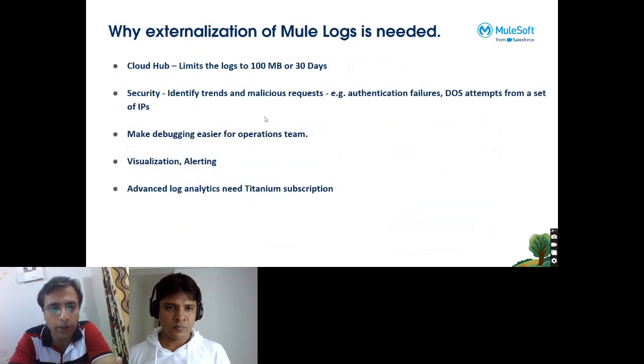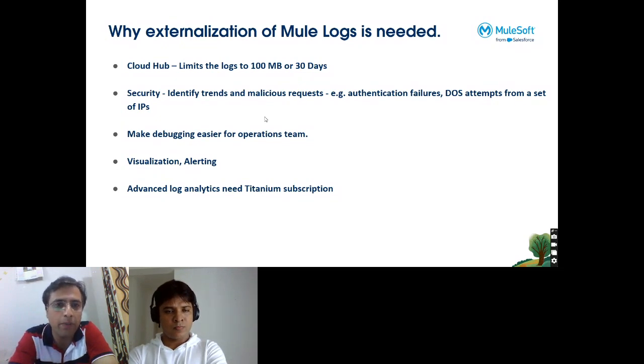So what are these components and how do they work? Next we come to why externalization of Mule logs is needed. Externalization is necessitated because, as we are all aware, CloudHub limits the log retention to either 100 MB per application per worker, or at most 30 days, whichever limit is reached first. It will retain only these logs, and after that the data will be rolled over and the earlier logs will be lost.